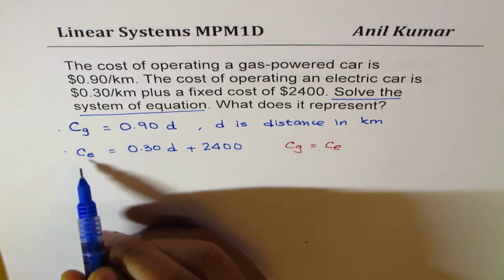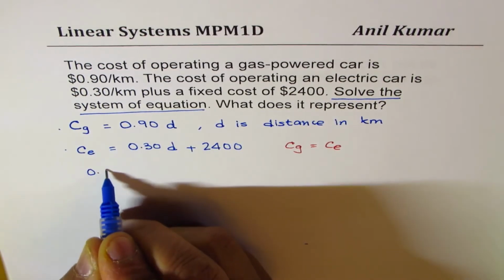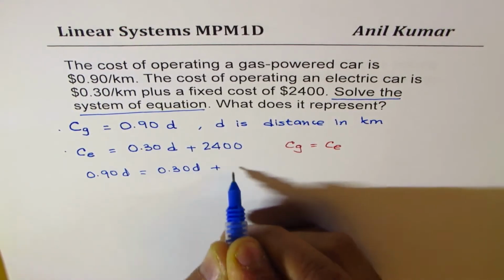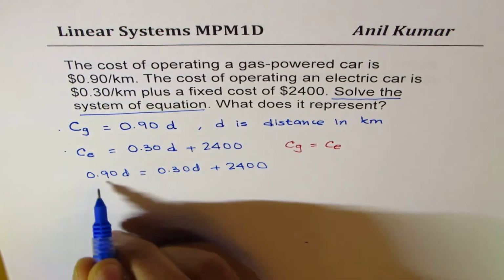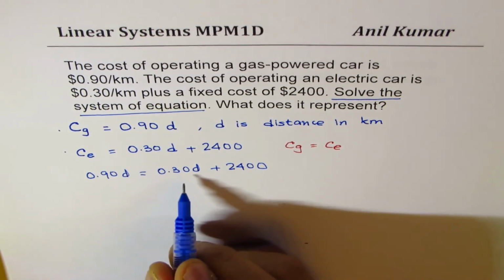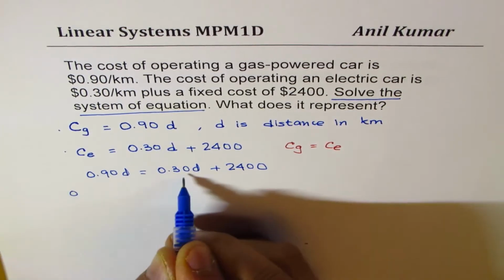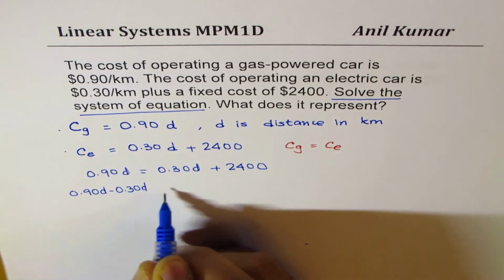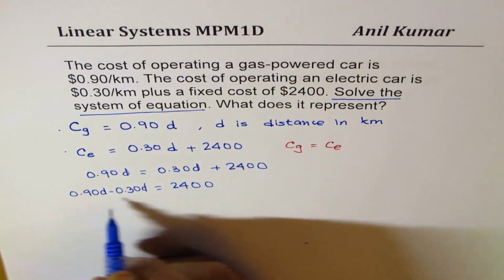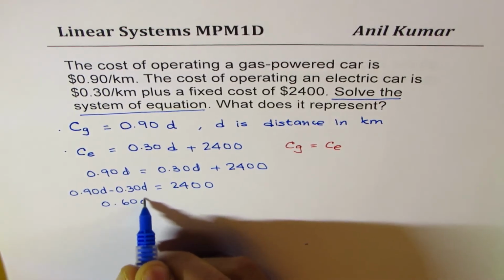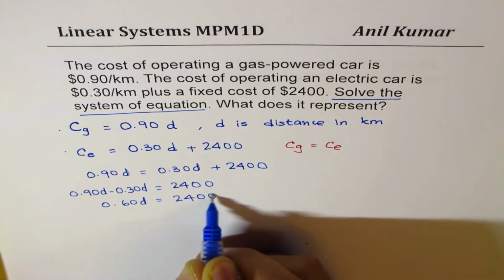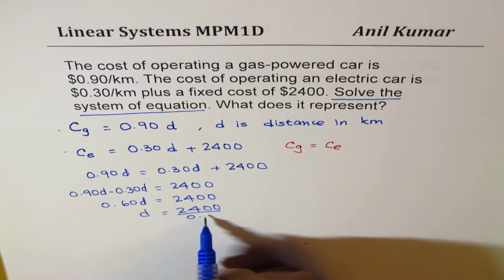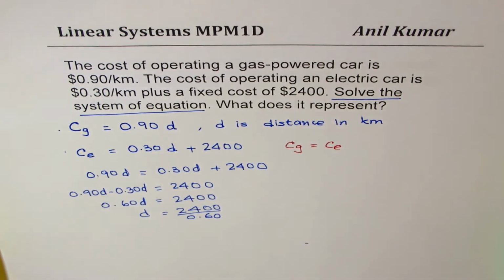So let us equate that these two costs are same. We get the equation 0.90d equals 0.30d plus 2,400, right? Both costs depend on distance traveled. So let's solve for d. So we can now bring this term to the left side, 0.90d minus 0.30d equals 2,400. And that becomes 0.60d equals 2,400, or the distance is 2,400 divided by 0.60, correct?